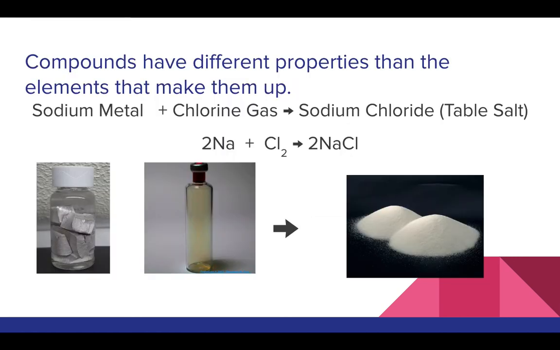Now, compounds have different properties than the elements that make them up. So, for example, you're probably very familiar with sodium chloride. It's salty, it's a crystalline solid. But the 2 elements that make it up have very different properties. Sodium metal is a highly reactive metal that if you have enough of it and throw it into water, it will explode. Chlorine gas is a green, very poisonous gas. Yet when you do the chemical change by doing the synthesis of sodium with chlorine, you get this very different substance, sodium chloride.